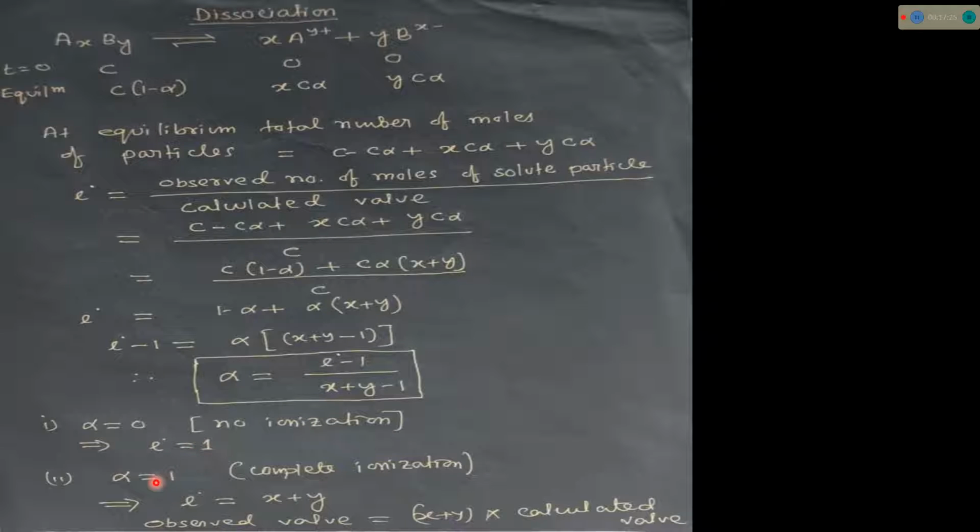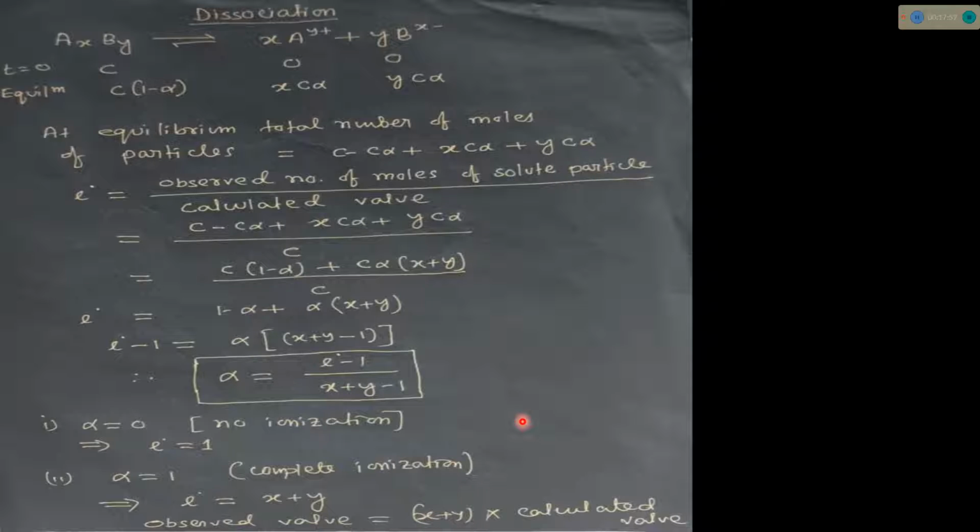If alpha is equal to 1, it means complete ionization. This solute is completely ionized to form x moles of A plus y moles of B. Now i becomes x plus y, the summation of the number of cations and anions formed after dissociation. So in this case the observed value equals (x plus y) into the calculated value.